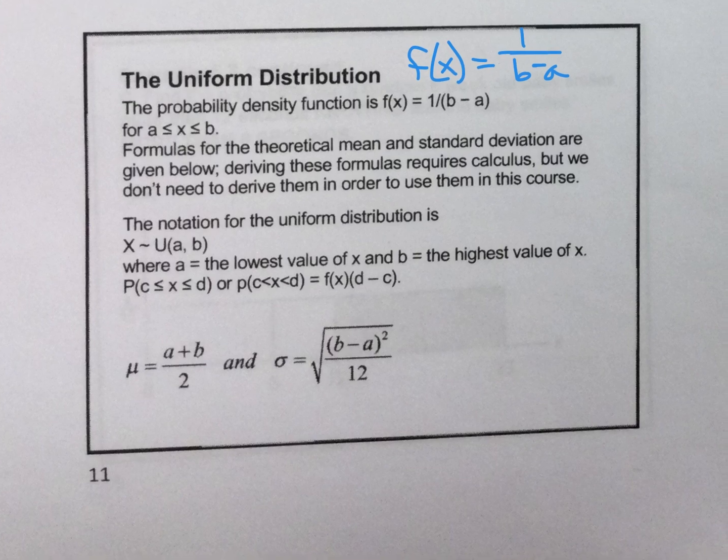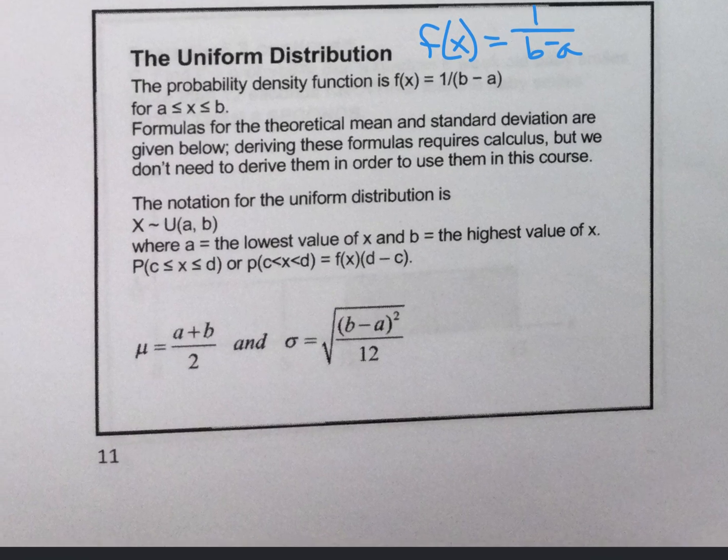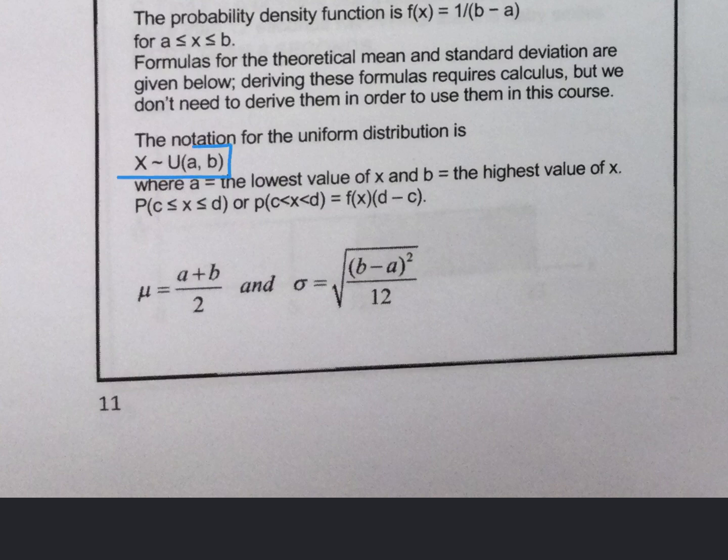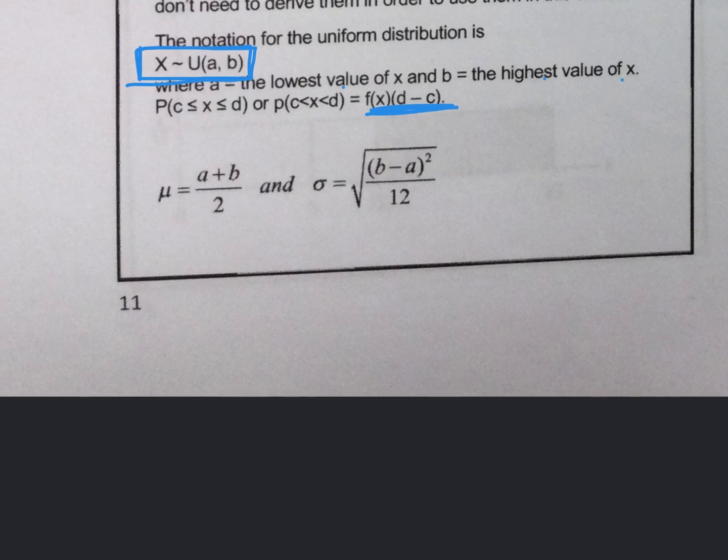Formulas for the theoretical mean and standard deviation are given below. So here is our distribution that I already showed you. That's where that A and that B come from. A is the lowest and B is the highest value of x. You can also think of it as D minus C. And these two are on your formula sheet. Okay, but mean, that's just average, right? You add the lowest plus the highest, divide by 2. That gives you the average. Makes sense.